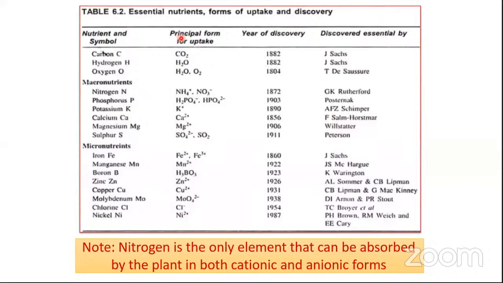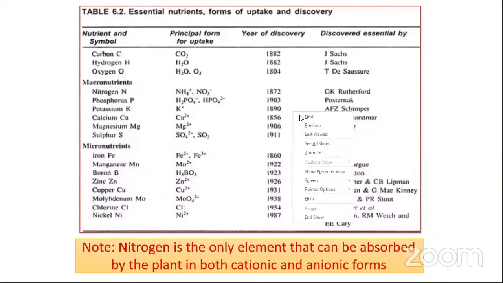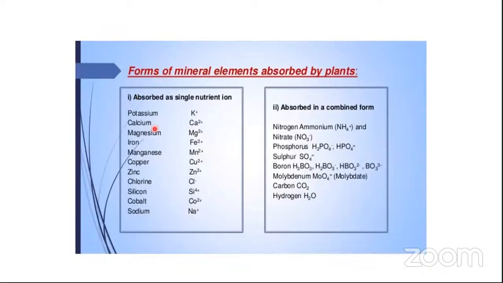These are the forms of nutrients, and these are the years in which they were discovered. For our purposes, nitrogen was discovered in 1872, phosphorus in 1903, and potassium in 1890. So these essential nutrients were discovered by particular famous scientists. And which forms of nutrients are taken up? Mostly these forms. If you're taking notes, please note this down. Potassium is taken up in a single form, while others are in combined forms, especially nitrogen, which is taken up as ammonium and nitrate.